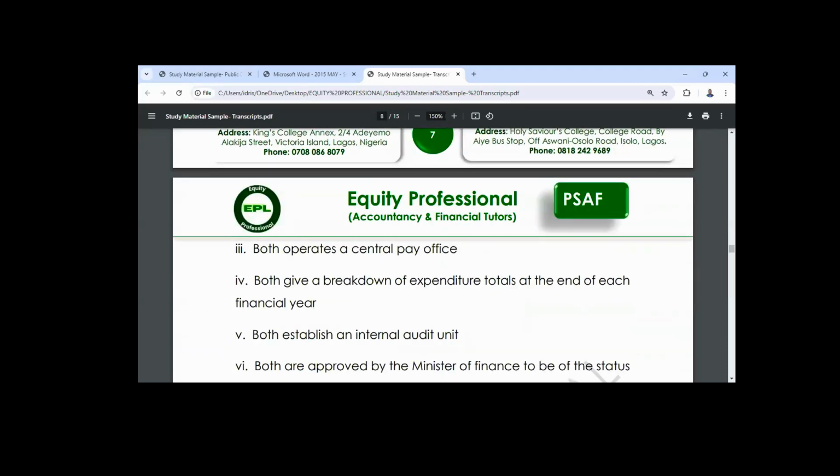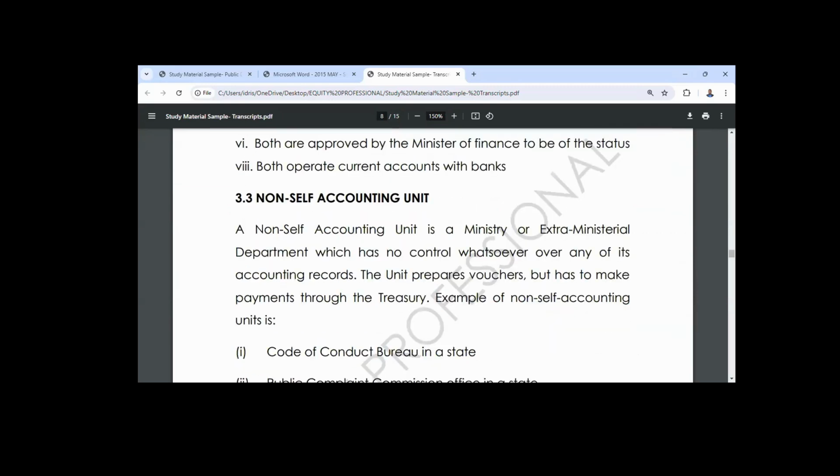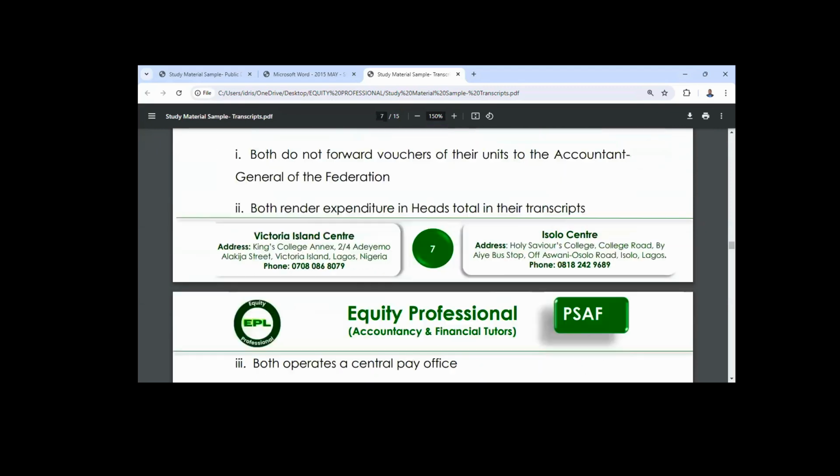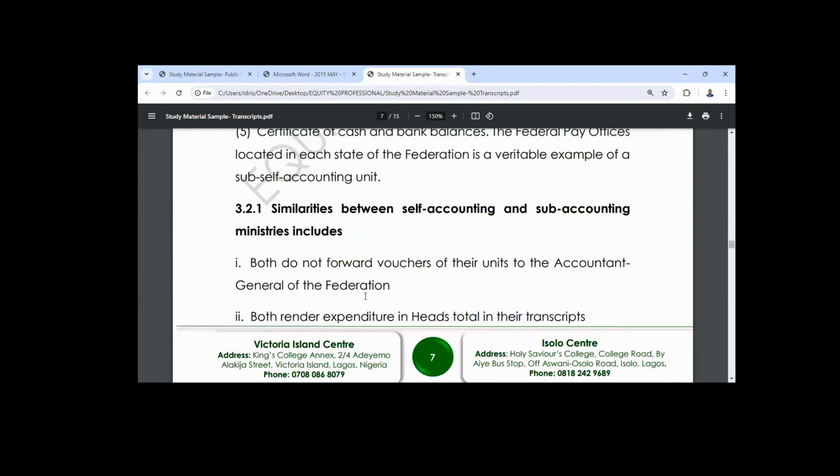Both operate a central pay office. Both break down expenditure totals at the end of each financial year. Both establish internal audit units. So that first point, I will try and remove, because some self-accounting units forward their vouchers.